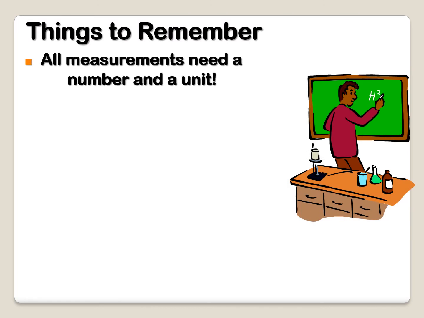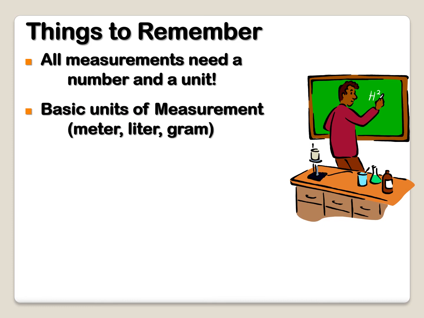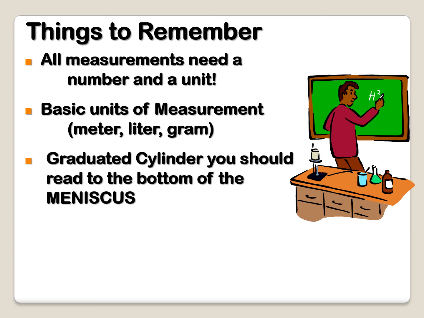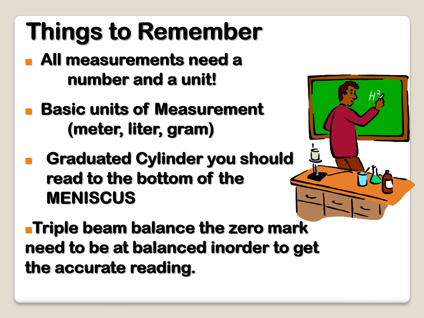Things to review, guys. All measurements need a number and a unit. Basic units of measurement, we will remember meter, liter, and gram. Graduated cylinder, you should read to the bottom of the meniscus. A triple beam balance, the zero marker needs to be at balance in order to get the accurate reading.